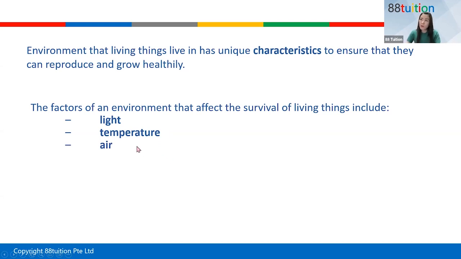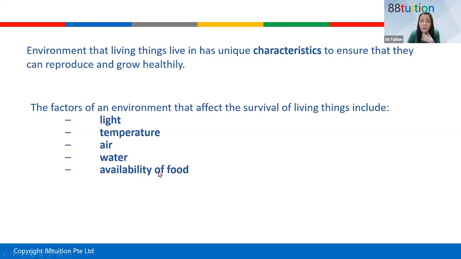So air also affects survival. In fact, the three things that ensure the survival of living things are air, food, and water. Agree? So how does air come into play? We need oxygen to survive, isn't it? Plants need carbon dioxide to photosynthesize. So oxygen and carbon dioxide are actually needed. Without air, I think we will not survive at all. Next thing, water. I mentioned already air, food, and water.